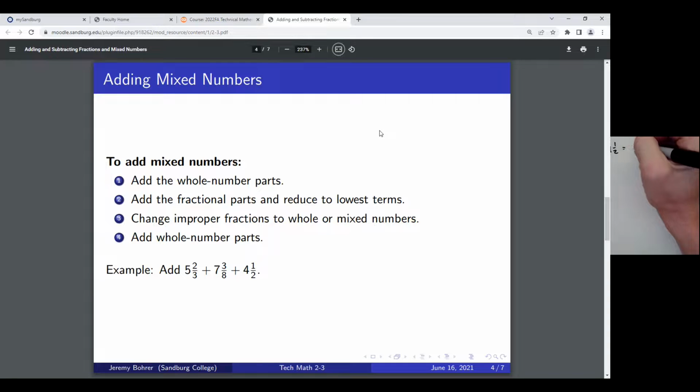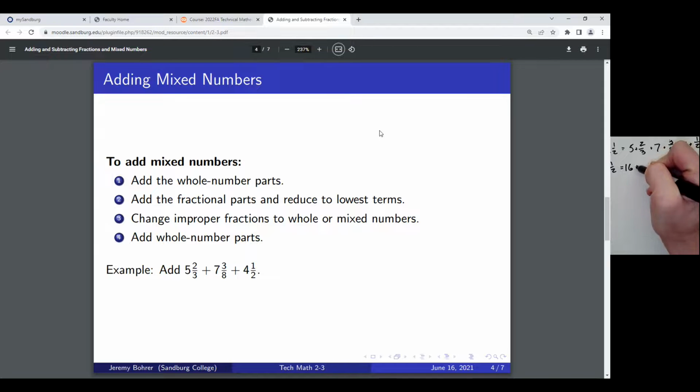We're going to rewrite this as 5 plus 2/3 plus 7 plus 3/8 plus 4 plus 1/2. Now, we take 5 plus 7 plus 4. 5 plus 7 is 12, plus 4 is 16, plus 2/3 plus 3/8 plus 1/2. Now we want to find the least common denominator here, and that's going to be 24. So we want to write these all as over a denominator of 24.